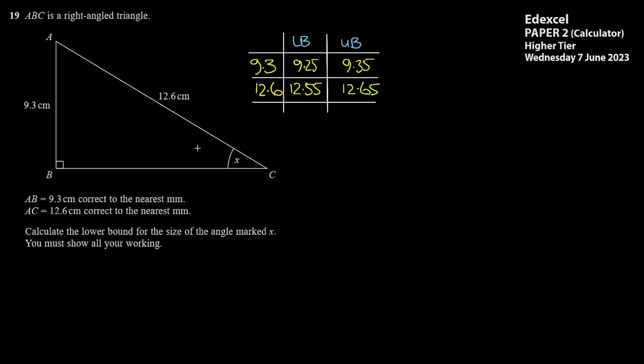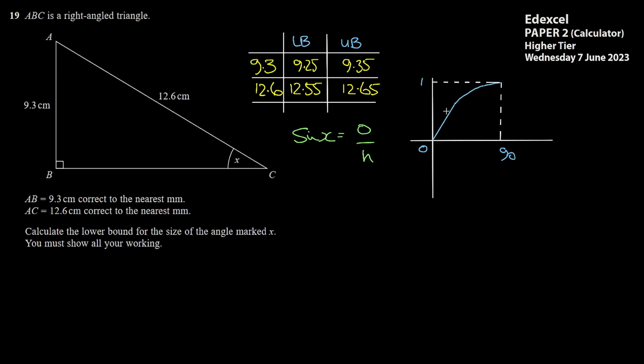Now x will be given by, because this is a right angle triangle, a SOH CAH TOA relationship. We've got the opposite and we've got the hypotenuse, so that we can say that sine x is equal to the opposite over the hypotenuse. So because we're taking the sine of an angle and we want that angle to be the lower bound, is sine going to be the lowest value which matches that lowest value of x, if you know what I mean?